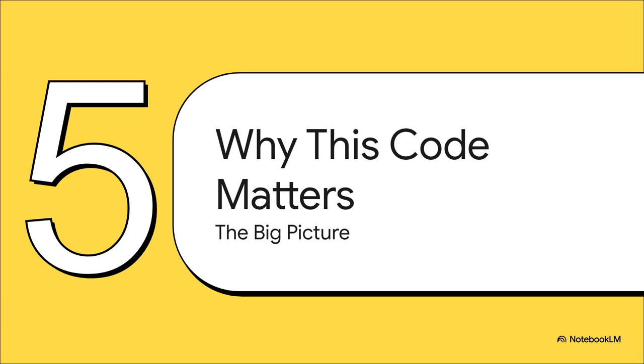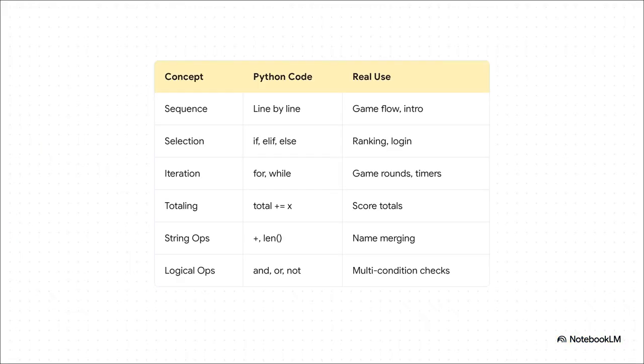So there you have it. We've seen the main building blocks: sequence, selection, and iteration. Basically, following orders, making decisions, and repeating actions. Let's wrap this up and see why all this really matters. Just look at how this all fits together.